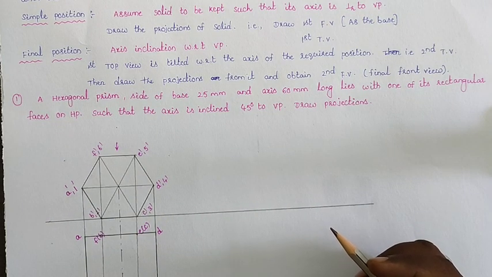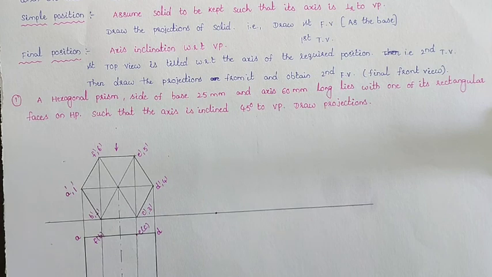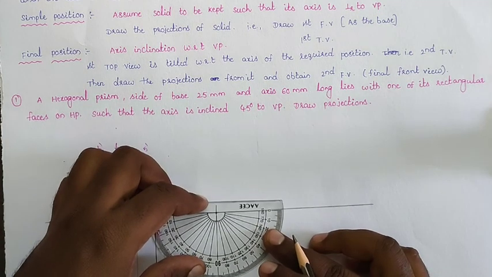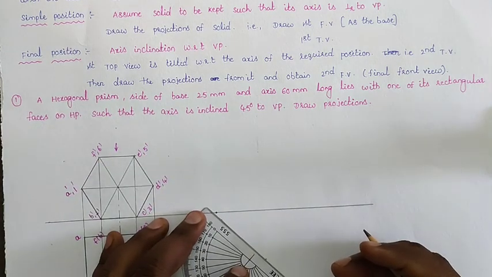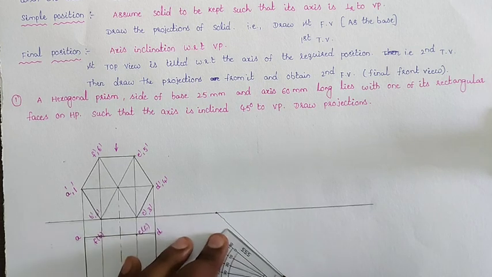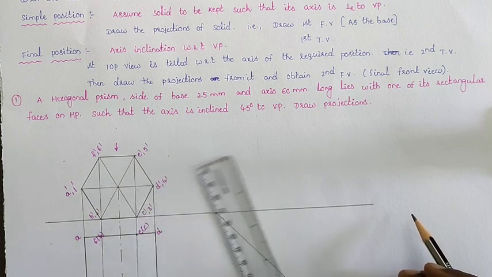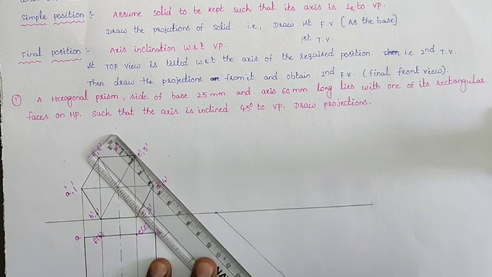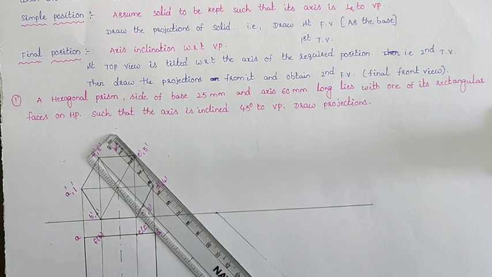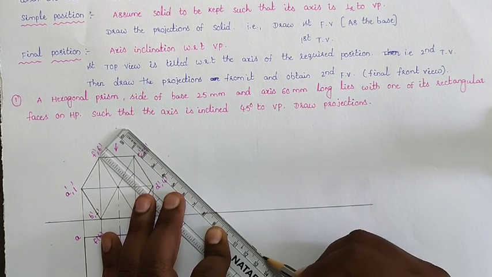Now we will go to the final position, that is the axis inclination with respect to the VP. Locate a point on the reference line. With that point, we will draw the 45 degrees inclined line. On that 45 degrees inclined line, we will draw the axis line first of all, with 60 mm. I am drawing the axis with 60 mm here.